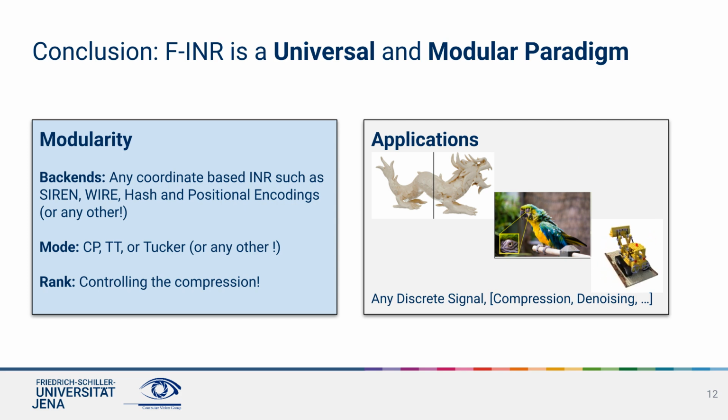In conclusion, we present FINR as a universal and modular paradigm. We can use any neural backend for learning the univariate components, any tensor decomposition mode to combine them, and any rank to control the compression and trade off between complexity and time. We can use FINR for any INR related applications such as images, geometry modeling, video learning, etc., and any downstream tasks such as compression, denoising, etc.